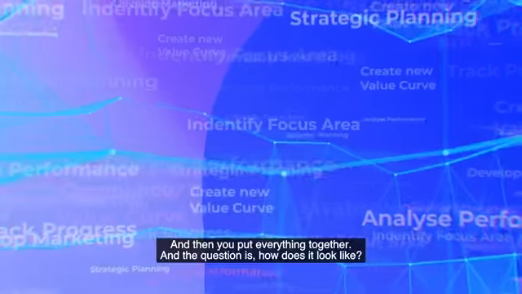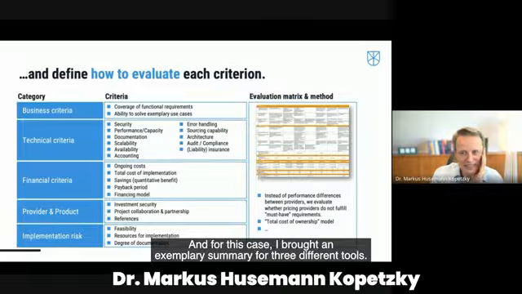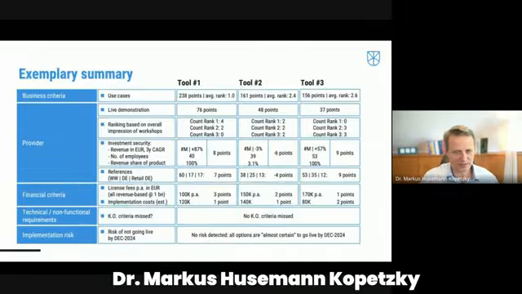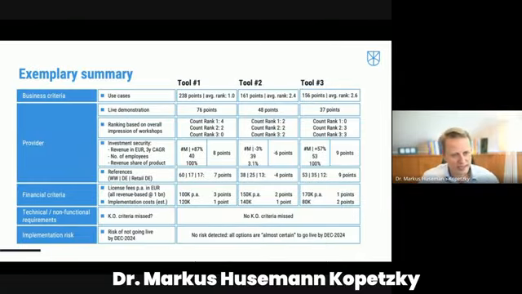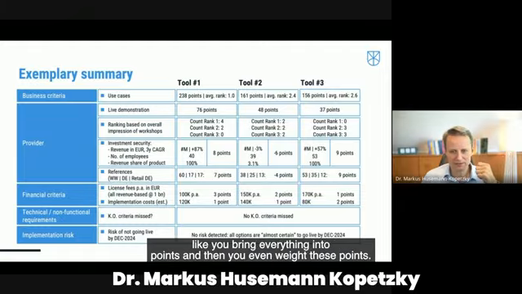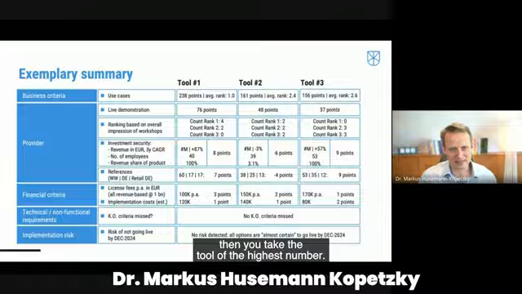And then you put everything together. And the question is, how does it look? For this case, I brought an exemplary summary with me for 3 different tools. The data are just for the purpose of illustration. Here you can decide either to bring everything to the same currency or denominator, like bringing everything into points, and then you even weight these points, and each tool gets a single number, and you take the tool with the highest number.